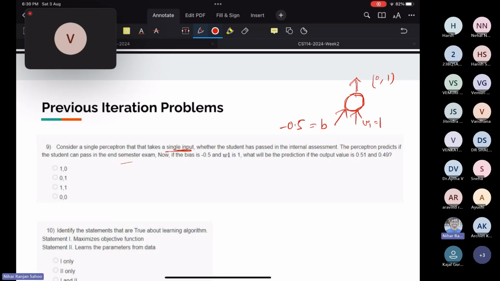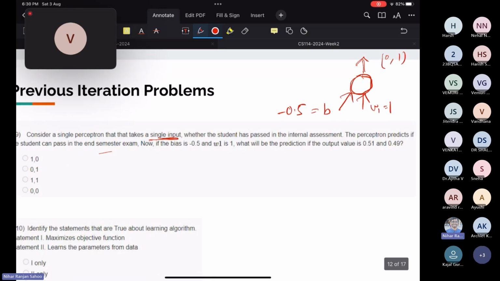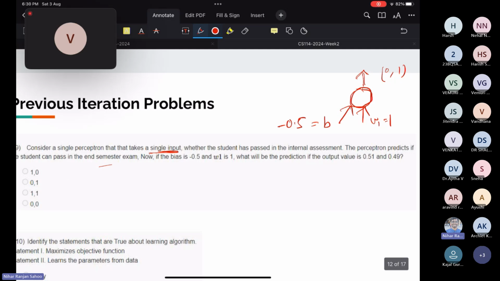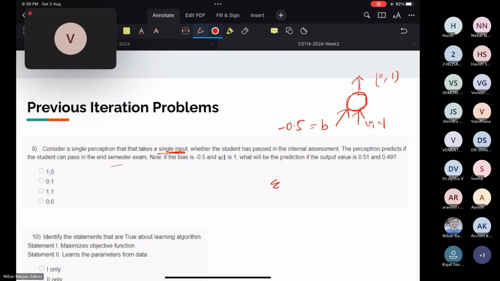What will be the prediction if the output value is 0.51 and 0.49? So what will be the function here? Let's say first, we know B is minus 0.5, and our equation is the sum of Wi xi greater than theta. All right.